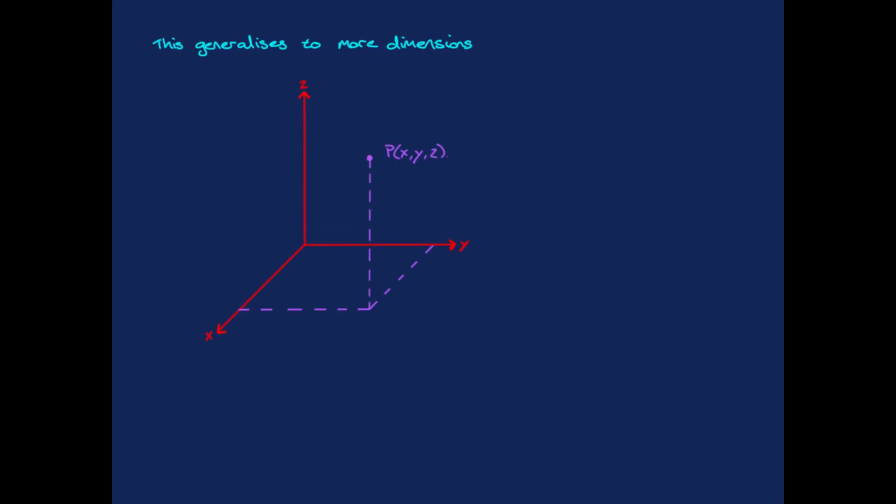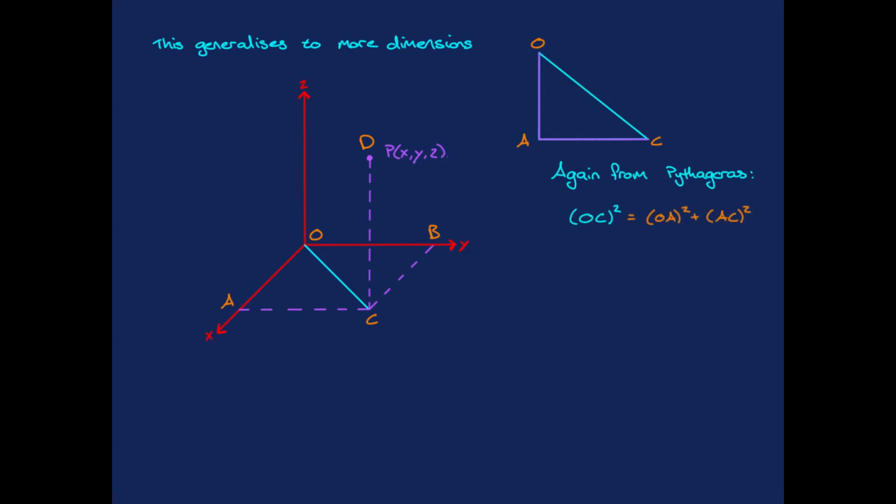Consider the 3D coordinate system now. Putting labels on all the relevant points, we want to find the length OC. So we construct the triangle OAC. Again from Pythagoras, OC squared equals OA squared plus AC squared. And OC equals the square root of OA squared plus AC squared. The same as before. Now we keep this result and we can find the distance OD.